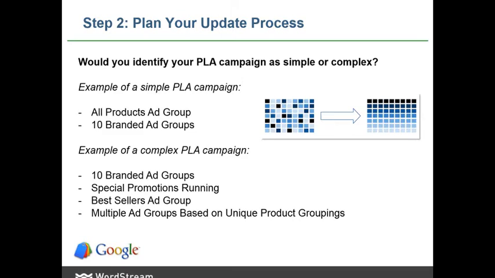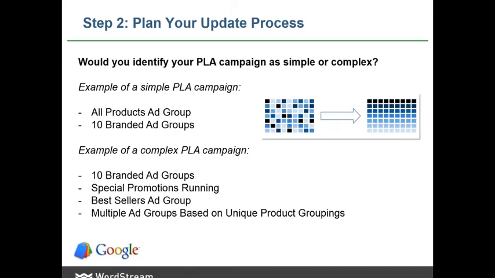And now step 2, in terms of transitioning from PLAs to shopping, is to actually plan your update process. So this is coming back into the simple versus complex idea. The first thing you should do, obviously, is identify whether that's the case with your campaign. A very basic example of a simple PLA campaign may be a PLA campaign that you've built out maybe a couple of years ago. You've been running an all products ad group, and you did 10 unique branded ad groups.